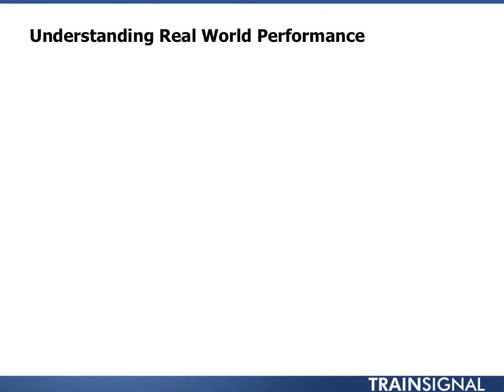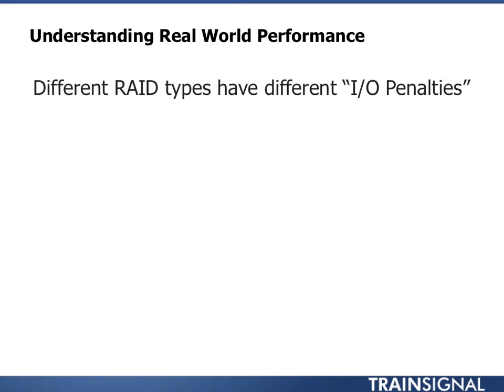So now let's talk a little bit about understanding real-world performance. And what I mean by that is, how do you calculate how many spindles and disks, and what kind of RAID type you need given a certain set of workload information. So different RAID types have different what we call I/O penalties. And we kind of touched on this throughout. It has to do with how much of a hit you take when you write data. Your RAID 5s and your 6s, because they have to write data with parity, have a much higher write penalty than, say, RAID 10 or 0+1.